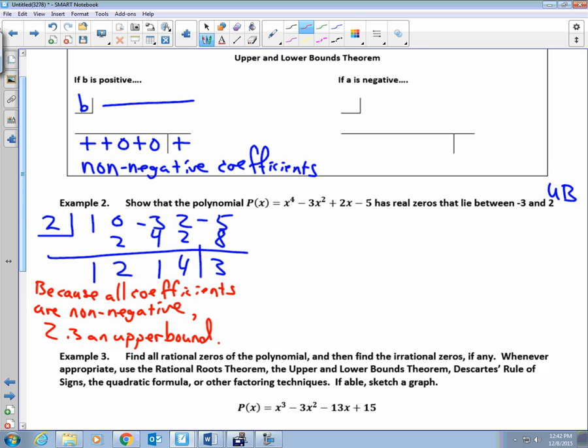Suppose a is negative. a might be a lower bound if, when you run it through synthetic division, you come up with alternating signs, and 0 counts as an alternating sign. So say you get positive, 0, positive, negative, 0, negative, positive. That would count as alternating signs.